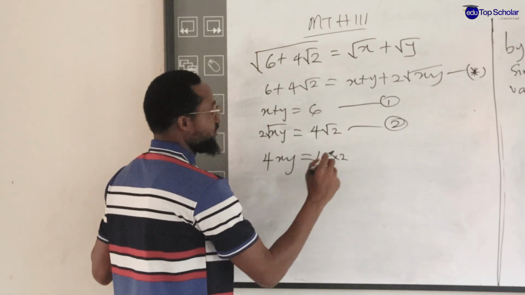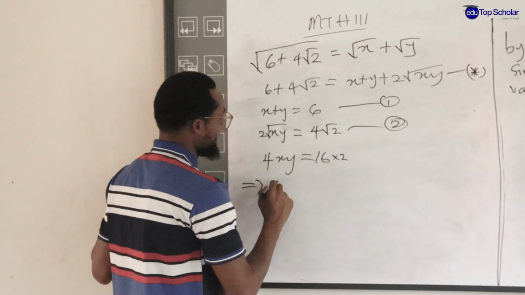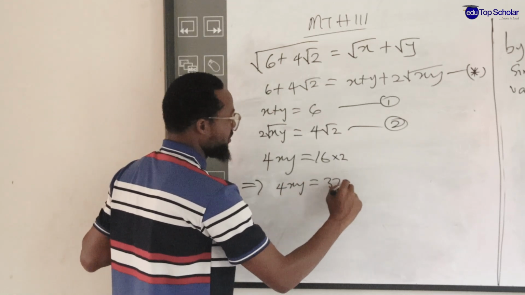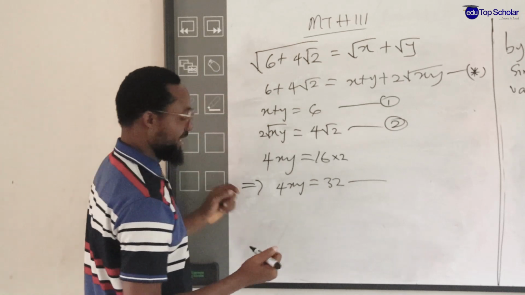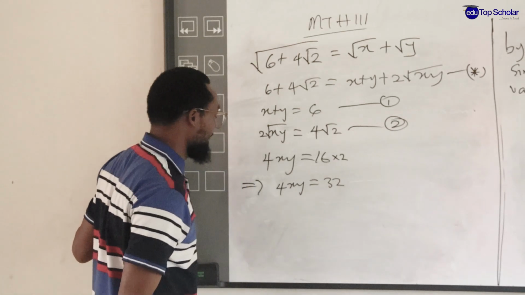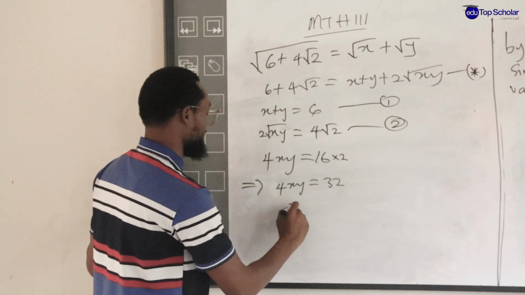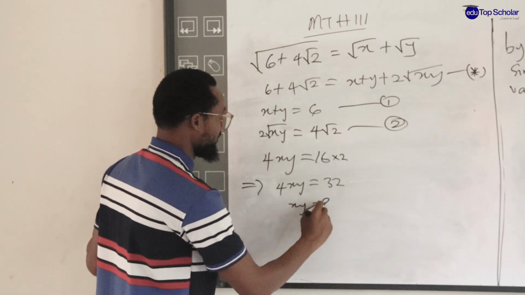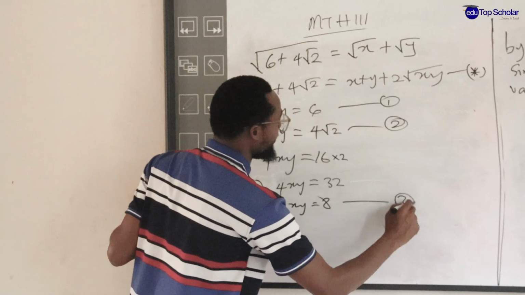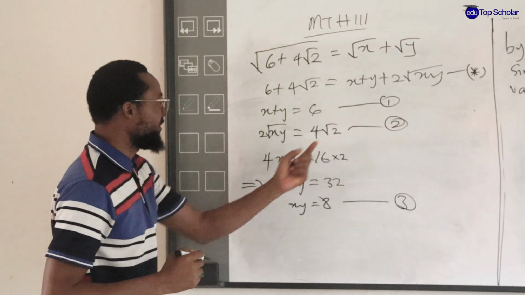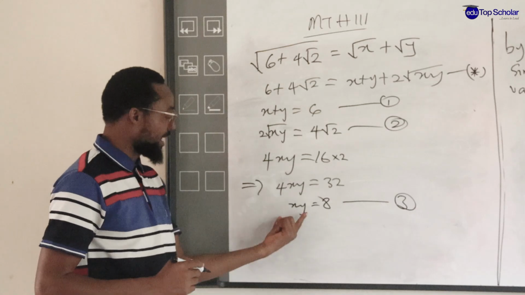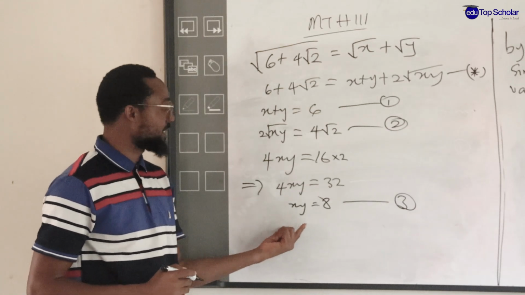Therefore, this implies that 4xy is equal to 32. We can reduce this further. If we divide both sides by 4, we have xy equals 8. Let's name this equation 3. By solving equations 1 and 3 simultaneously, we can now determine the values of x and y.